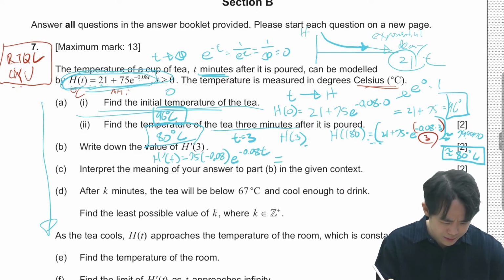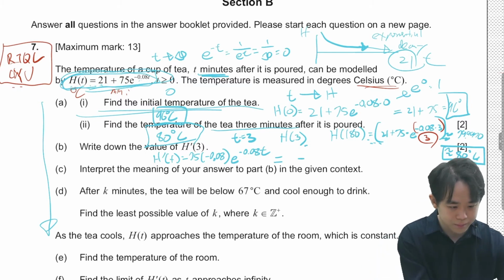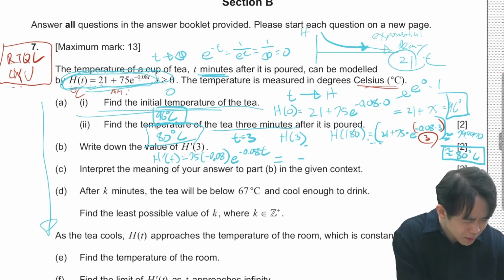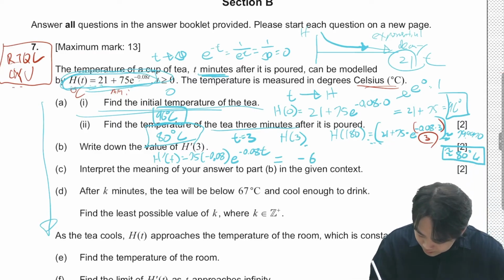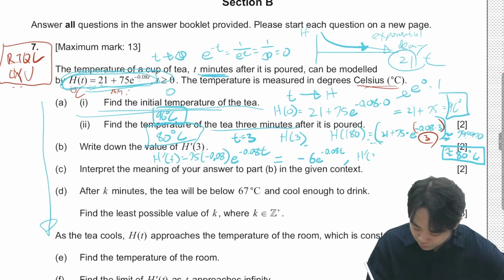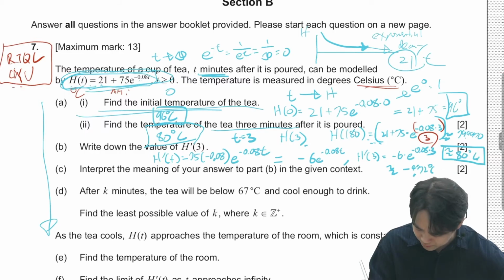That should give us somewhere around negative 6, so that's negative 6 e to the power of negative 0.08 t. And h prime 3 is just substituting in t equals 3. So negative 6 e to the power of negative 0.08 times 3. That's going to be somewhere around negative 4.72 degrees Celsius per minute.